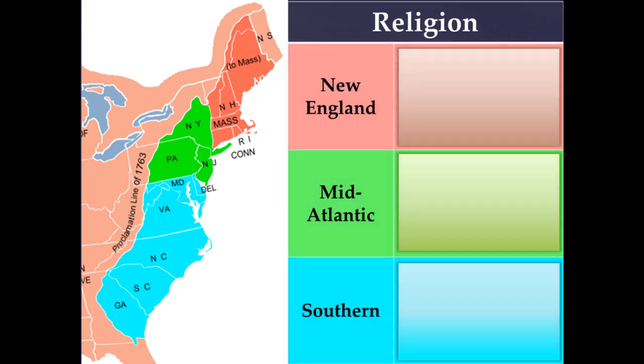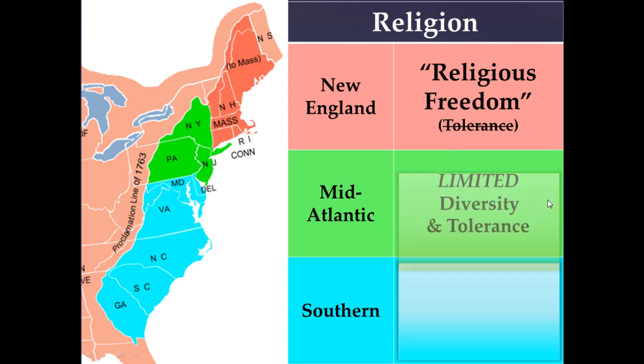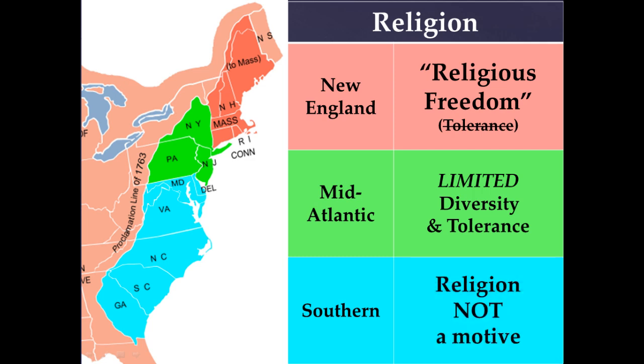First, let's talk about religion. In New England, religion was a very dominant factor. People came here for religious freedom, so-called. Keep in mind, it's distinct from religious tolerance. The Mid-Atlantic colonies had a limited amount of religious diversity and tolerance, whereas in the southern colonies, religion was not a motive for colonization.